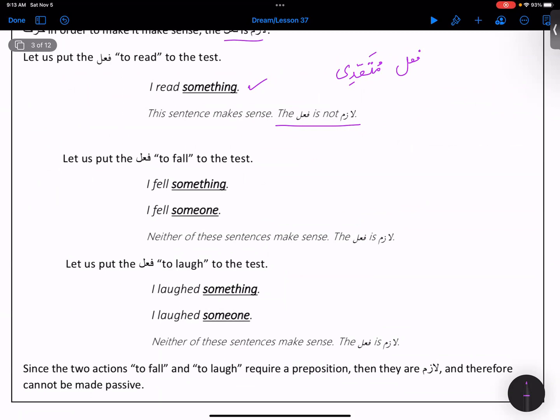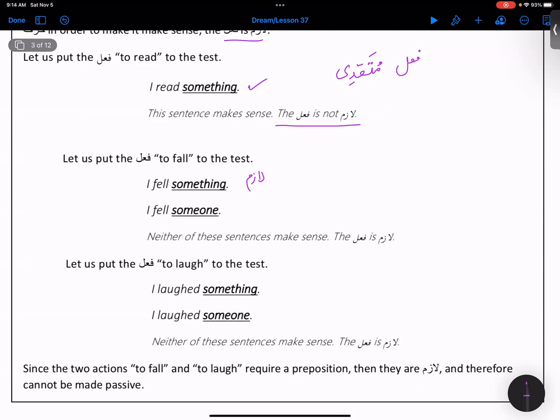Okay, so let us put the fail to the test now. I fell something or I fell someone. Does it make sense? No. So what is that fail then? Lazim. Okay, I can say I fell on the ground. Remember, if you put on, it'll make sense. But no, you don't have to put anything. Yes, we cannot add any preposition. So I fell something is not making sense. So that's why this is an example of fail lazim.